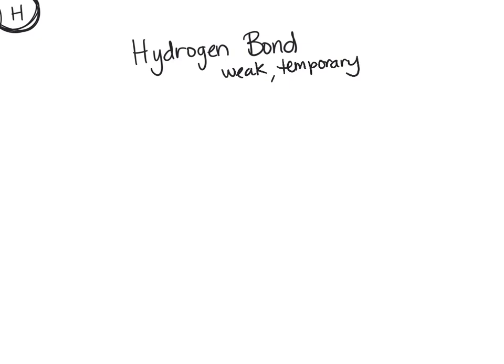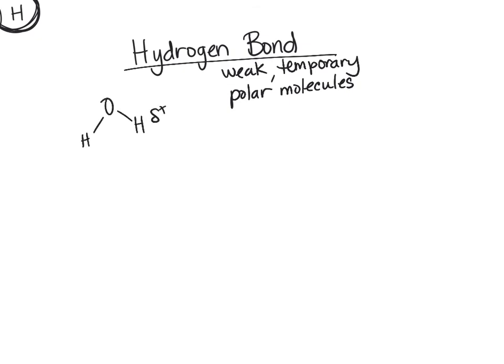So our hydrogen bond is weak, it's temporary, so it breaks and it forms over and over again. And this is an interaction between polar molecules. We do see this often in water, and that's the example that I'm going to use, but it can be any polar molecules, because remember, if we're talking about polar molecules, we have this partial positive on one end and then a partial negative on the other.